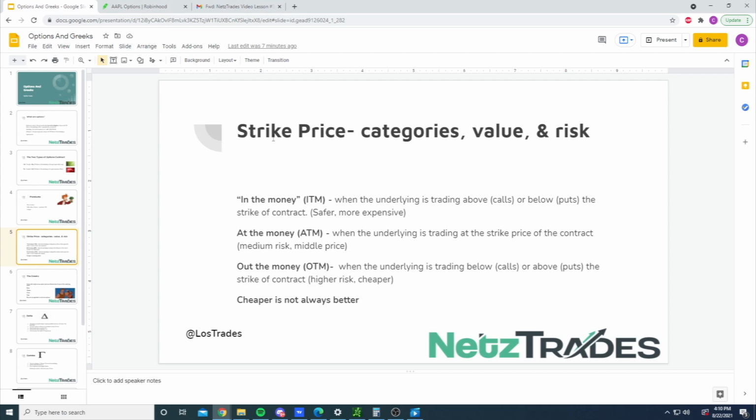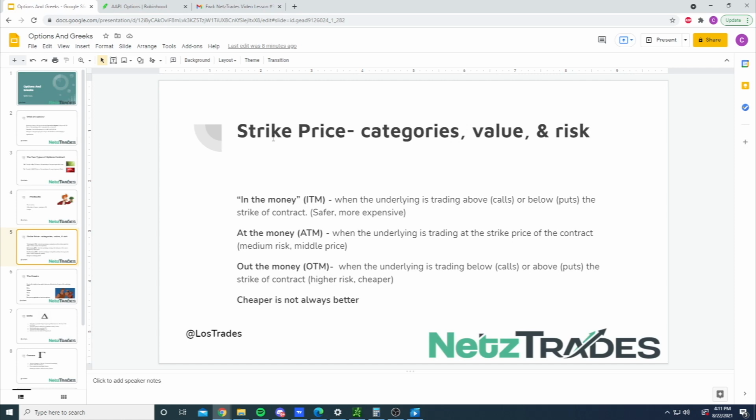The first category is in the money contracts, also known as ITM. This is when the underlying stock is trading above, in the case of calls, or below, in the case of puts, the strike of the contract. Meaning that if you were to exercise your right to buy or sell the 100 shares, you would be getting that at a better price than what the market price of the underlying is currently trading at. These are typically safer investments, but they're also more expensive.